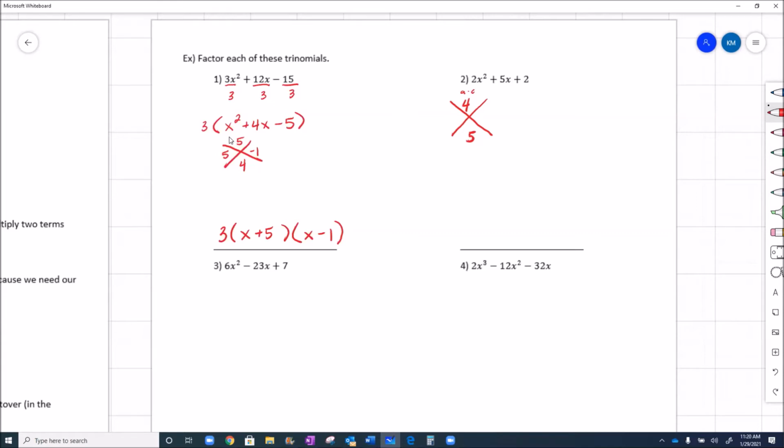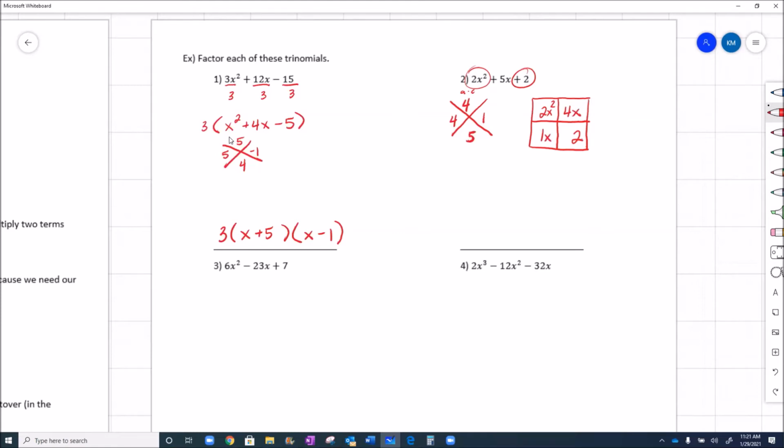As I look at that, I'm thinking, okay, 2 times 2 multiplies to give us 4, but adds to give us 4. But 4 times 1 multiplies to give us 4 and adds to give us 5. So that works out. Remember that those two values go in my box. I put my first term from the problem, 2x squared, in the first box, my last term from the problem, 2, in the last box, and then these two numbers that I came up with, 4x and 1x, in the other two boxes.